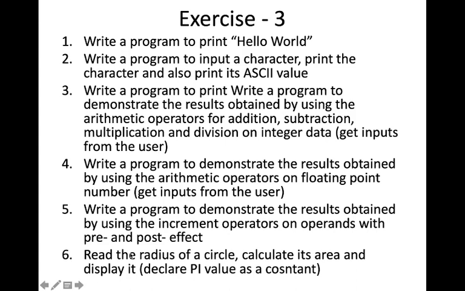Another program: read the radius of a circle, then calculate its area and display it. Here you have to declare pi as a constant literal, a floating point literal. You can either use hash define or the const keyword and define the pi value like 3.14 and use it inside the program. Using the multiplication operator, you can simply multiply pi r square.